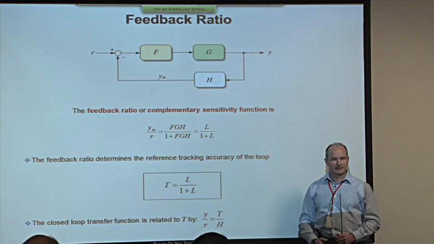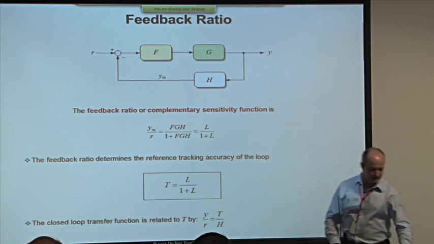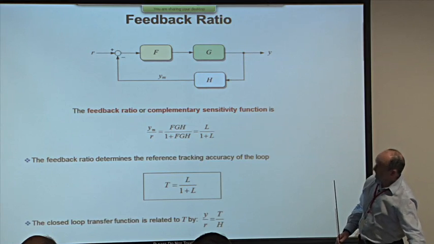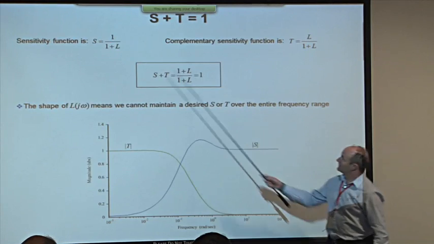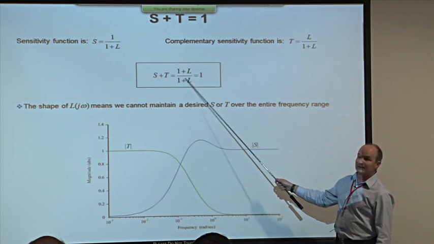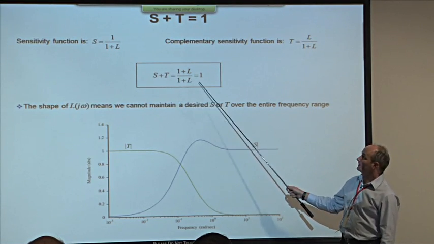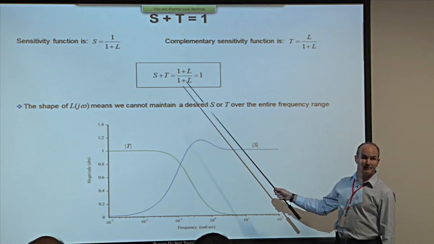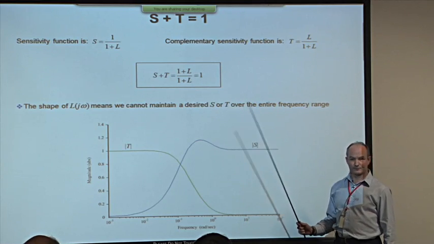Now, why are S and T complementary to one another? Well, it's rather obvious when you think about it. If S equals 1 over 1 plus L and T equals L over 1 plus L, when you add the two together, you have 1 plus L over 1 plus L, which is always 1. So S plus T always equals 1.